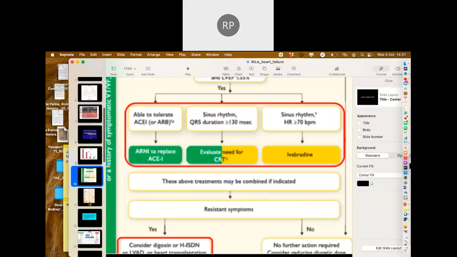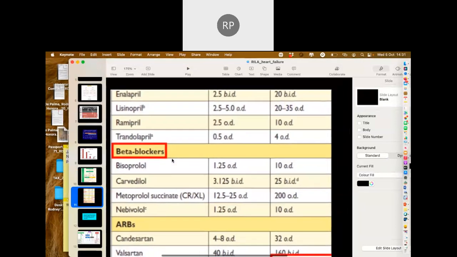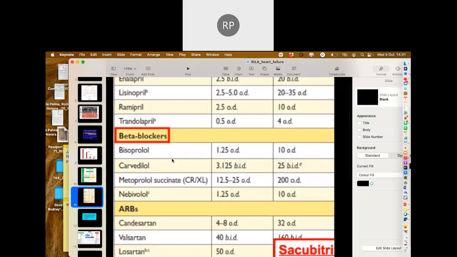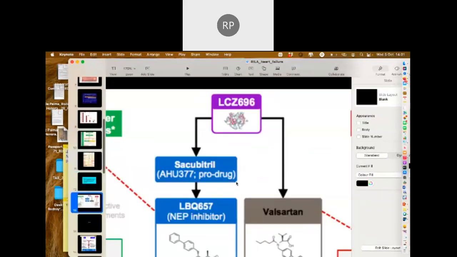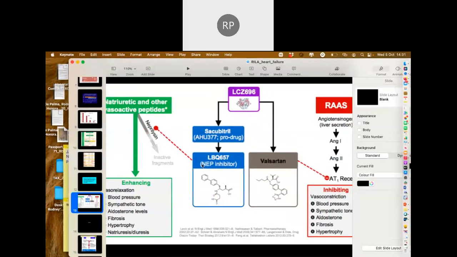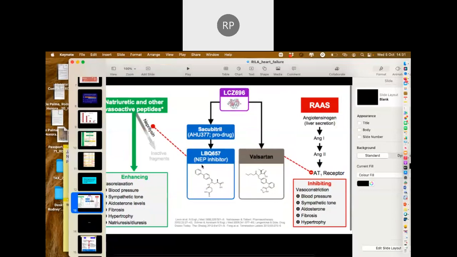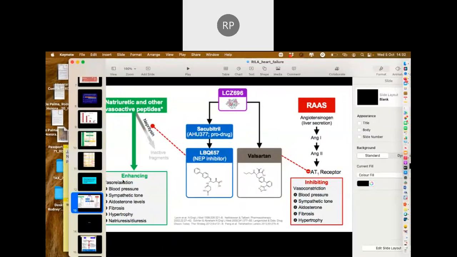Here is a list of some of the common drugs that are used. You don't have to learn this, and these slides will be available afterwards, so you'll be able to go through them if you so wish. And this drug is Entresto, which has got two components: an ARB called valsartan, and a neprilysin inhibitor called sacubitril, trade name Entresto. That sometimes comes up in the exam as an MCQ question, so it's worth remembering that.